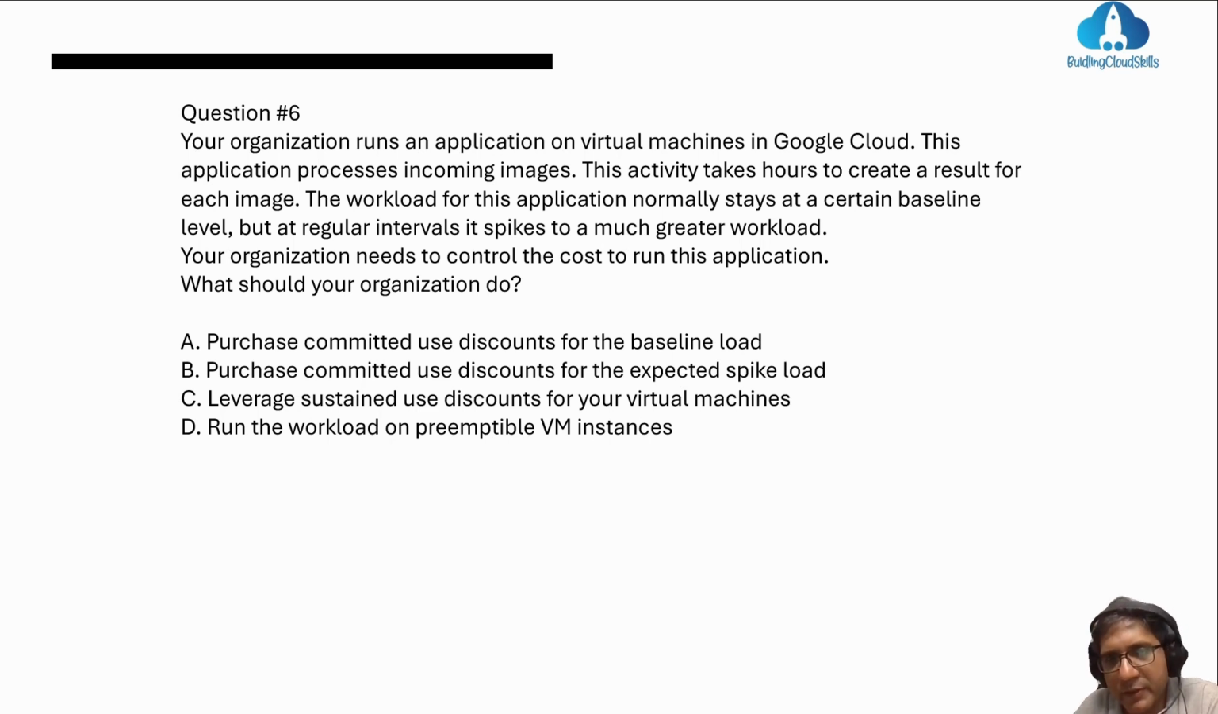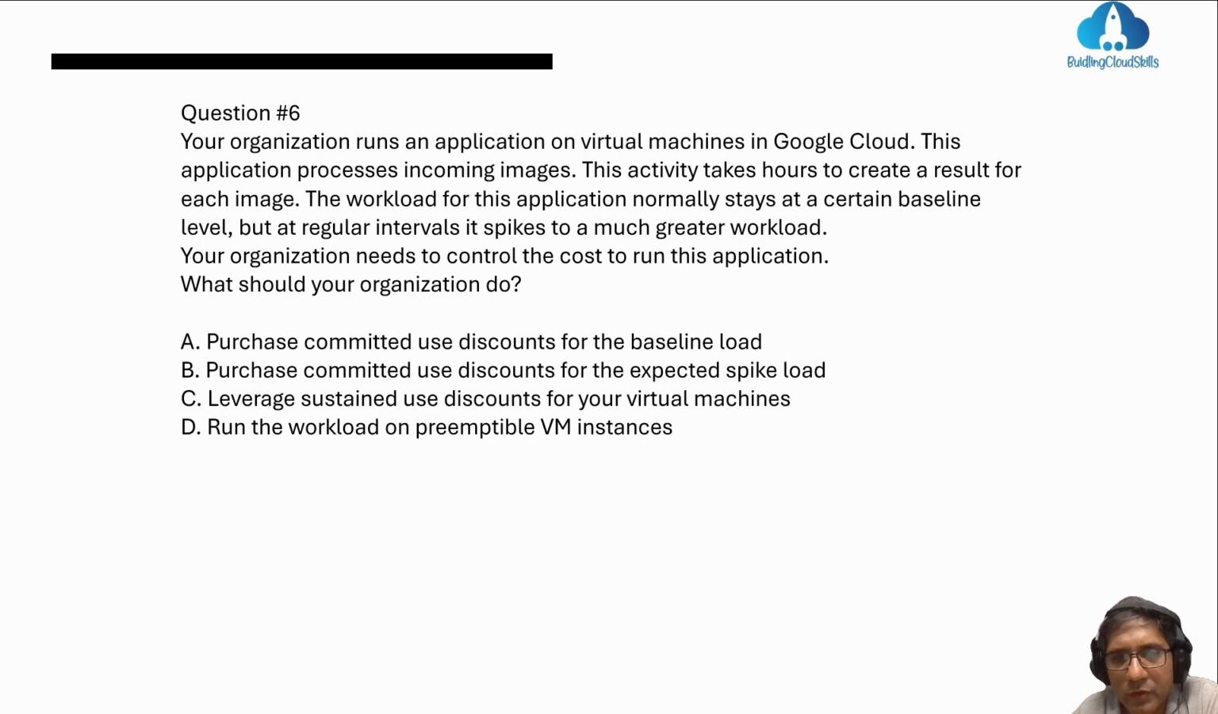Option A, purchase committed discount for the baseline load. Option B, use committed discounts for the expected spike load. Option C, leverage sustained use discounts for your virtual machines. Option D, run workloads on preemptible VM instances.